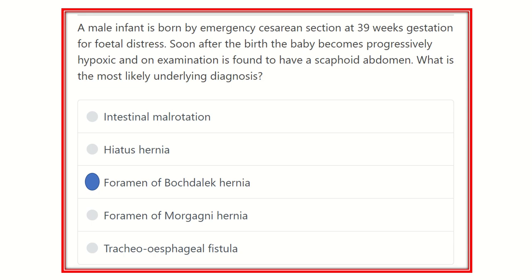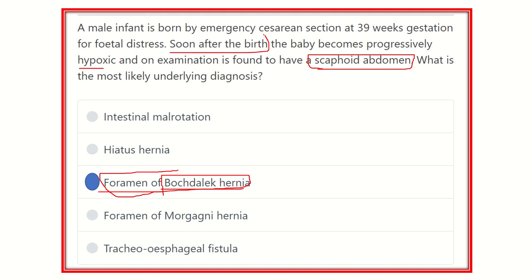So our answer is now ready. Because the baby became hypoxic just after cesarean section, it is a foramen of Bochdalek hernia. And scaphoid abdomen means the abdominal content is not present in the abdomen, it reaches the chest through a foramen, which is the Bochdalek foramen. So the hernia through the Bochdalek foramen occurs in this child, and it occurs soon after birth, that means very early, so it is Bochdalek hernia.